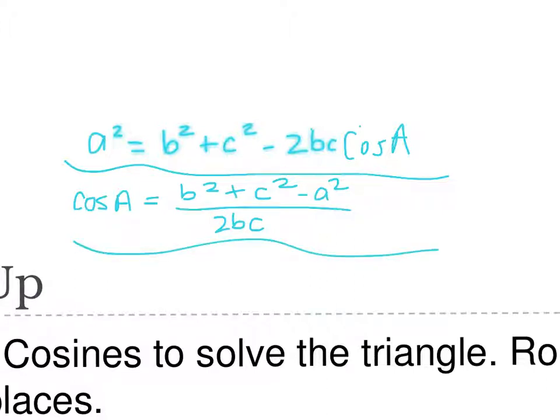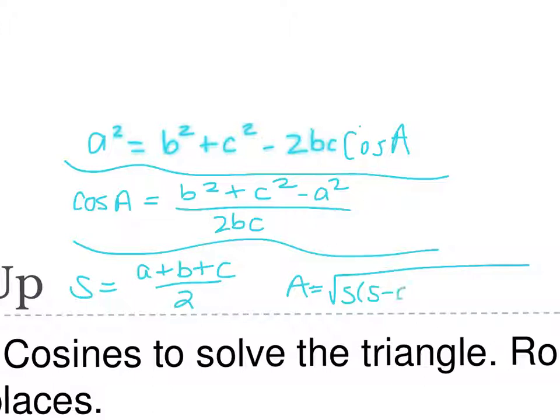And then the last thing that we learned about is the area formula for Heron's. We learned that S is A plus B plus C divided by 2, and then we learned that area is equal to the square root of S times S minus A times S minus B times S minus C.